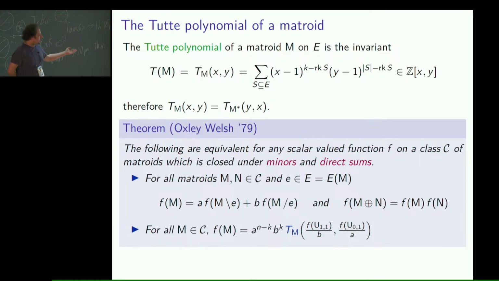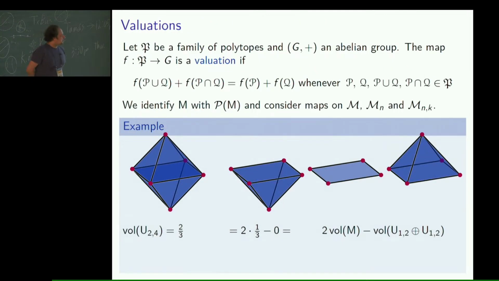If you have an invariant on some subclass of matroids, which respects deletion and contraction and also direct sums, then it's an evaluation of the Tutte polynomial, and you just need to know what happens with a loop and with a co-loop. Okay, so maybe something that not all of you have seen with the Tutte polynomial, it's a special invariant, and it's a valuation.